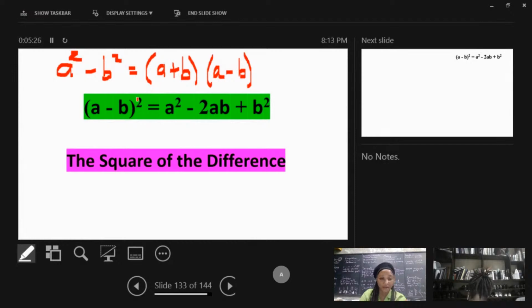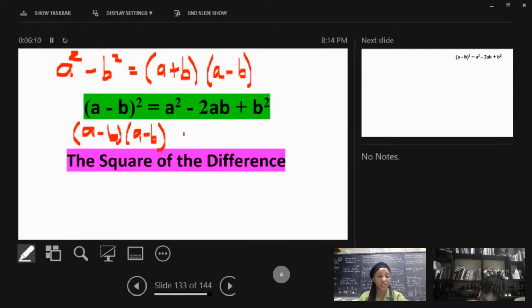This is the square of the difference, and this is factorized, right? So this would be the same as saying a minus b times itself: a minus b times a minus b. So the difference of squares is a plus b times a minus b. The square of the difference, so this in the bracket, you're multiplying it by itself, you're squaring it. So it's a minus b times a minus b.